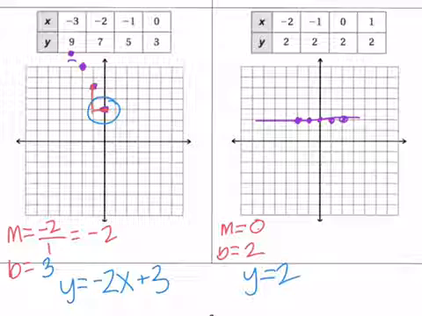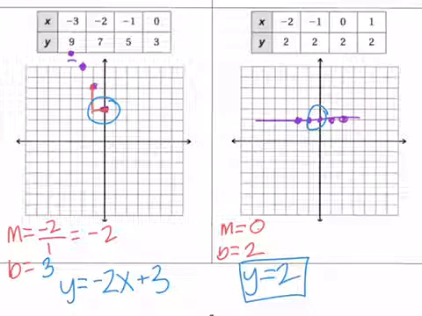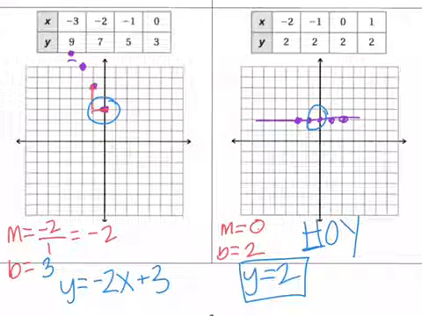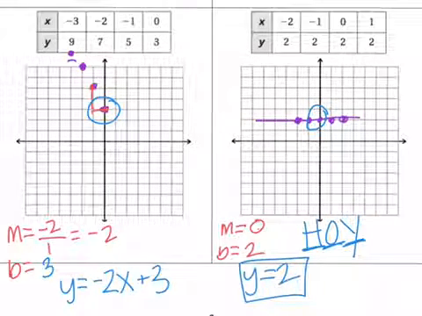All right, your answer here, our slope was 0 because we have a straight horizontal line. Our y-intercept is at 2, and so we have the equation of y equals 2. This is also, if you remember, a horizontal line, 0 slope, y equals a number.